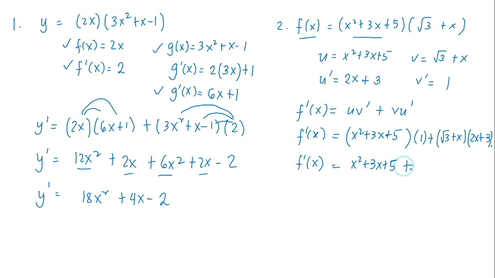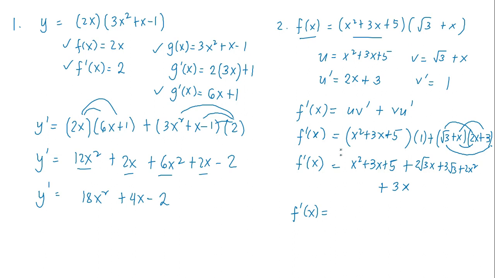And then, we have square root of 3 times 2x, that is equal to 2 square root of 3x. Square root of 3 times 3 is 3 square root of 3. X times 2x is 2x squared. And then finally, x times 3 is equal to 3x. Okay? So let us just rewrite everything, combine similar terms.